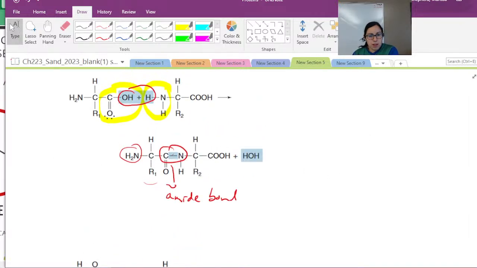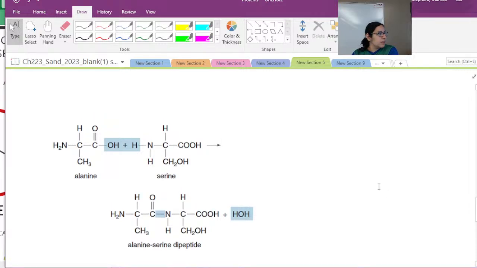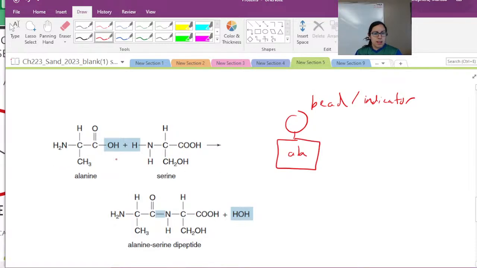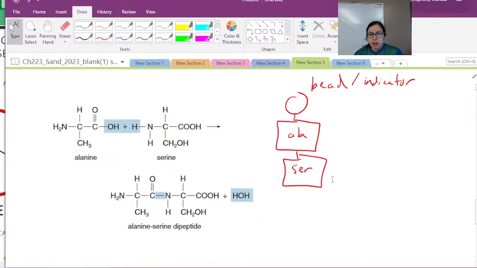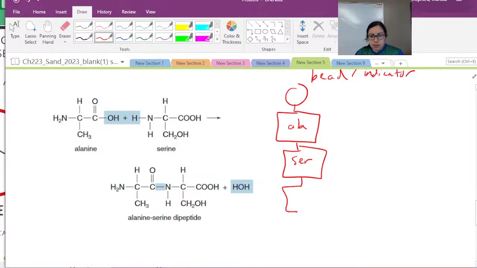Sometimes how they do peptide synthesis in the lab is they have this little bead, especially if you're trying to make a peptide and then screen it for something. So you might have some sort of bead here, and this might have some sort of indicator to show you if this is good or not. And then it starts chaining. So we start with alanine, and then in this case, serine. So our dipeptide, and of course this can go on, et cetera, et cetera.